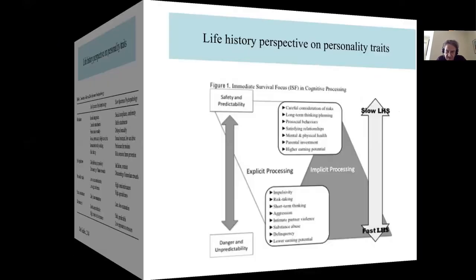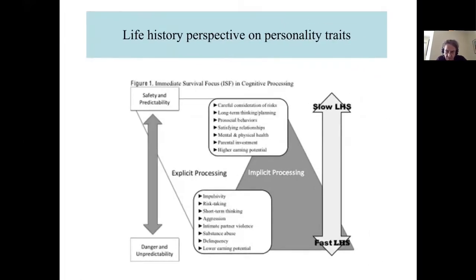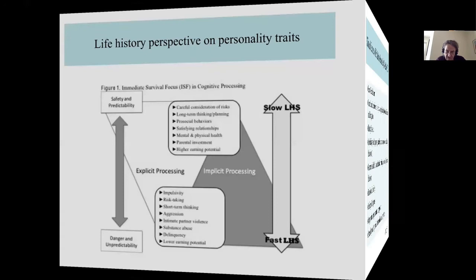This is a slightly different presentation with a very similar meaning. The slow strategy is associated with careful consideration of risks, long-term thinking or planning, pro-social behaviors, satisfying relationships, mental and physical health, high parental investment, and higher earning potential. All of these are associated with a slow life history strategy.